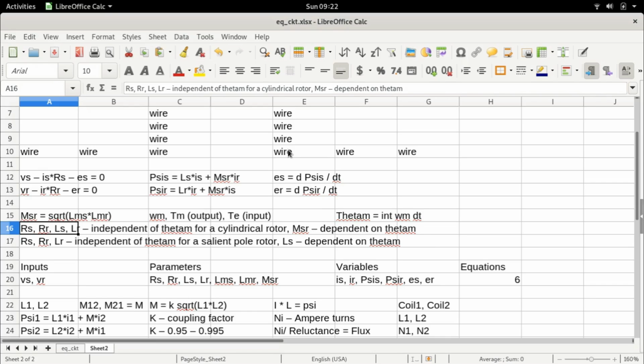So, in the next lecture, we will try to create a formula in which we can determine how this mutual inductance is a function of the rotor position angle. This is what we need to find out.